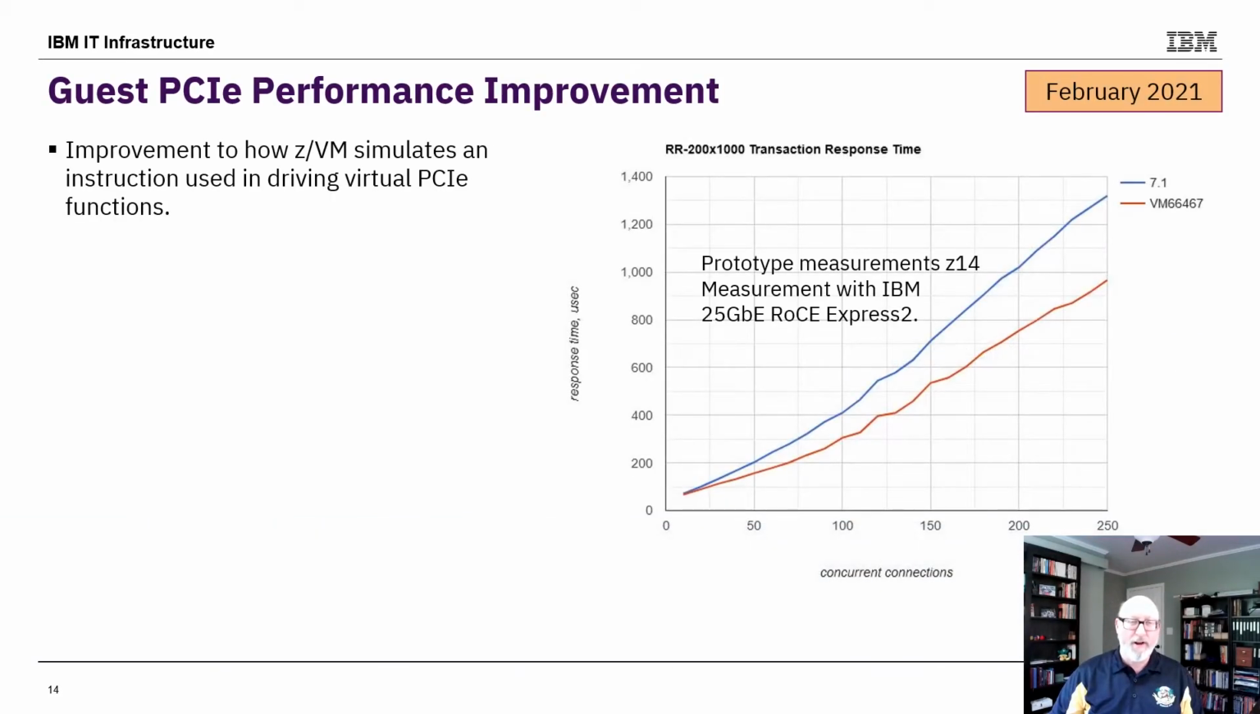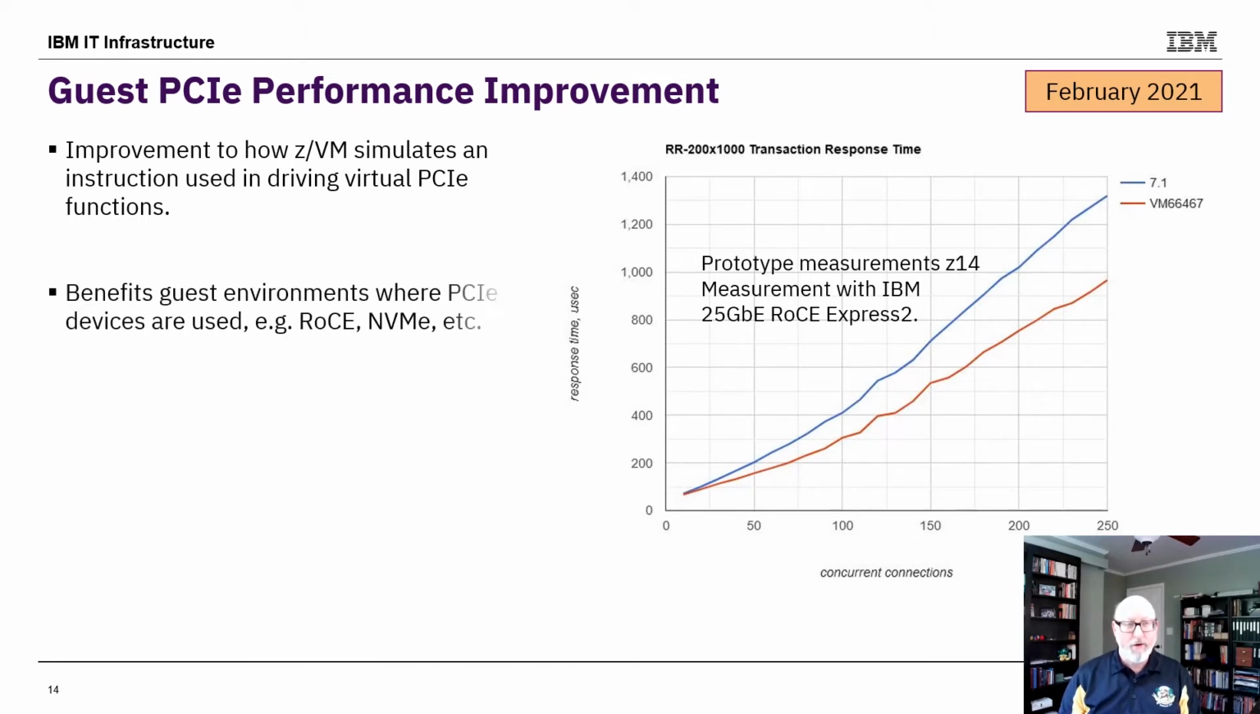We're going to start out with our first item here, which is something we shipped in February of this year in the service stream for 7.2. And it involves how z/VM simulates instructions that get involved when we're driving a PCIe type device for our guests on top of z/VM, right? And so this is a good improvement for different environments such as RoCE, so RDMA over Converged Ethernet, and NVMe type devices, right?